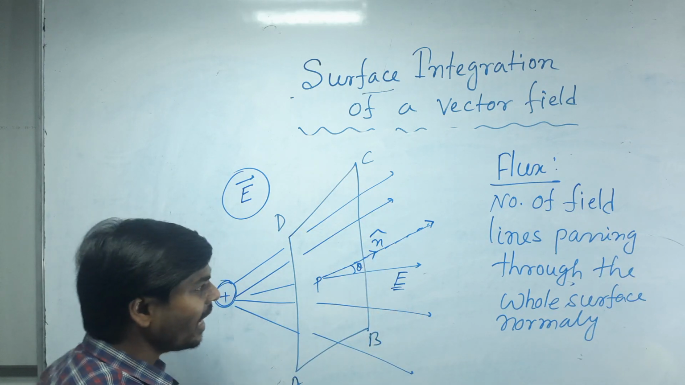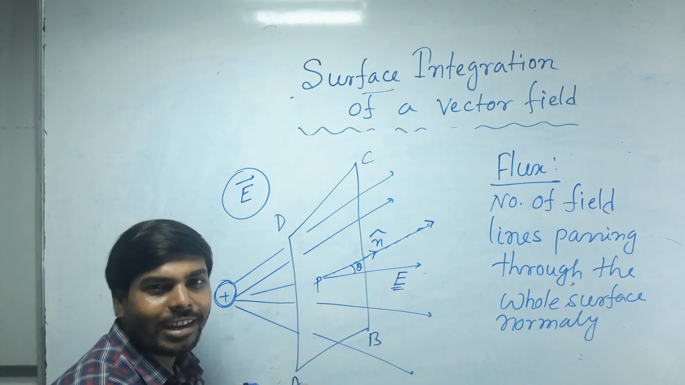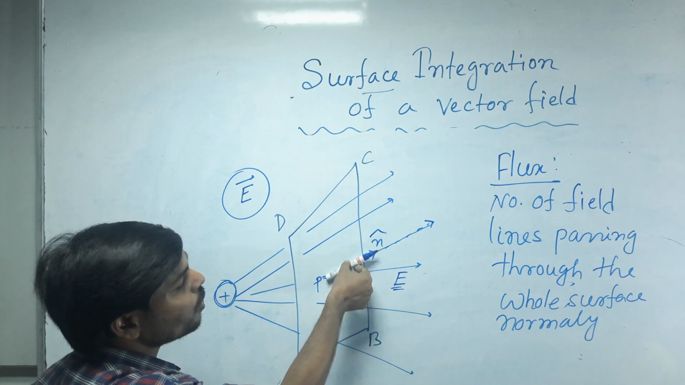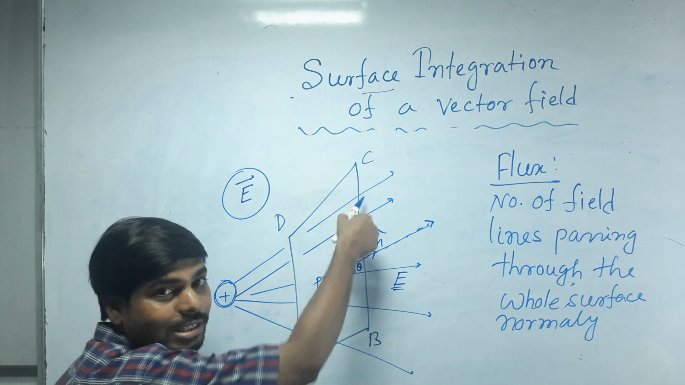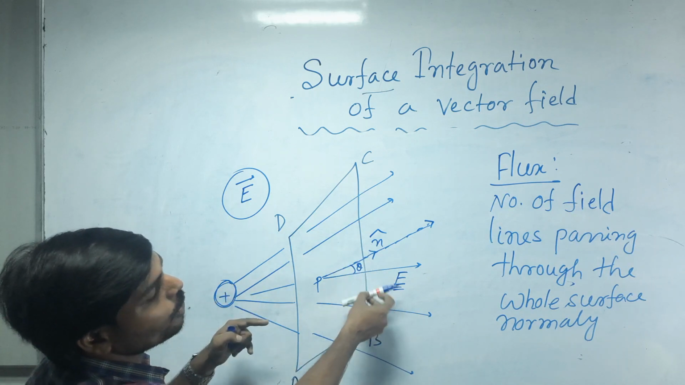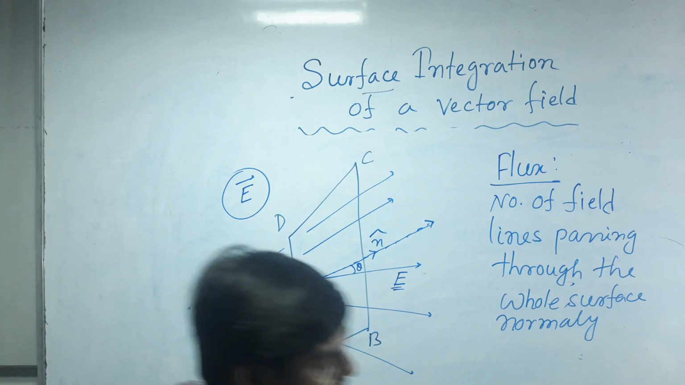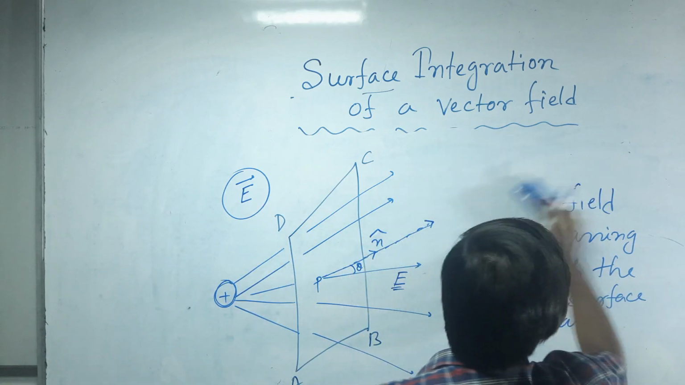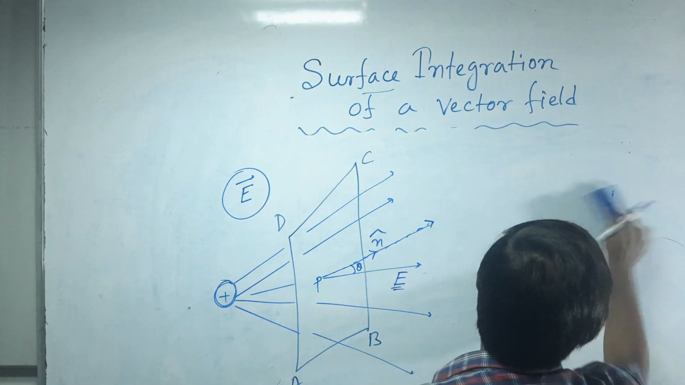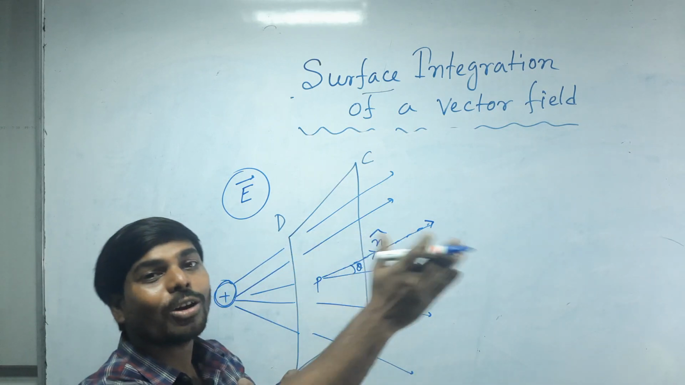Is it clear? The direction of the E vector along n cap is the normal direction of the E vector over this surface. So what is the normal component of the E vector? Let's erase this, because in our flux definition we need the normal components.